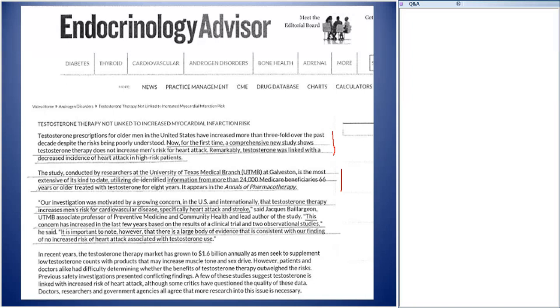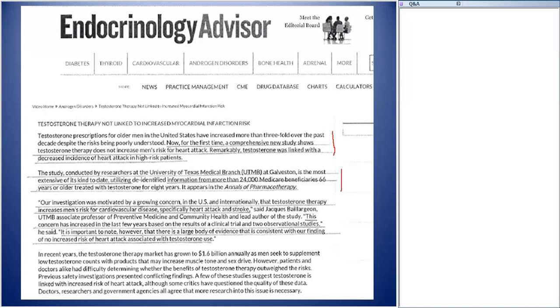This study, conducted by the researchers at the University of Texas Medical Branch at Galveston, is the most extensive study of its kind to date, utilizing information from more than 24,000 Medicare beneficiaries, 66 years of age or older, treated with testosterone for 8 years, and appears in the Annals of Pharmacotherapy. The one study that they did that was flawed just looked at men that were given testosterone, but they didn't look at it for a length of time. They just know that they got a prescription for it. And the other study actually looked at it for 3 months, as opposed to 8 years, which is what we saw in this study.